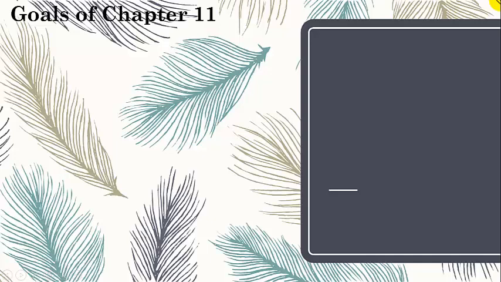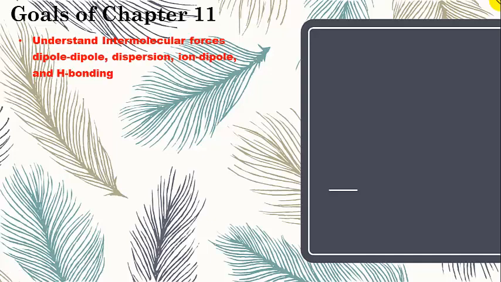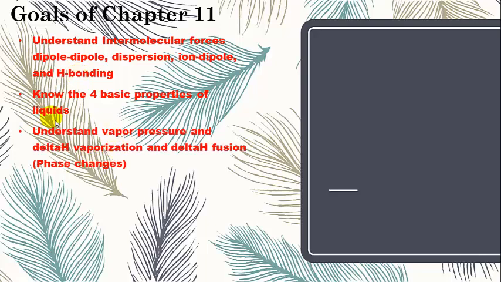The goals of Chapter 11 are to understand intermolecular forces such as the dipole-dipole moment, dispersion interactions, ion-dipole interactions, and a very special type of dipole-dipole interaction, and that is hydrogen bonding. Another goal is to know the four basic properties of liquids. Understand phase changes. So these are changes that occur when a solid goes to a liquid goes to a gas, or a gas goes to a solid, or a gas goes to a liquid, all those different combinations.